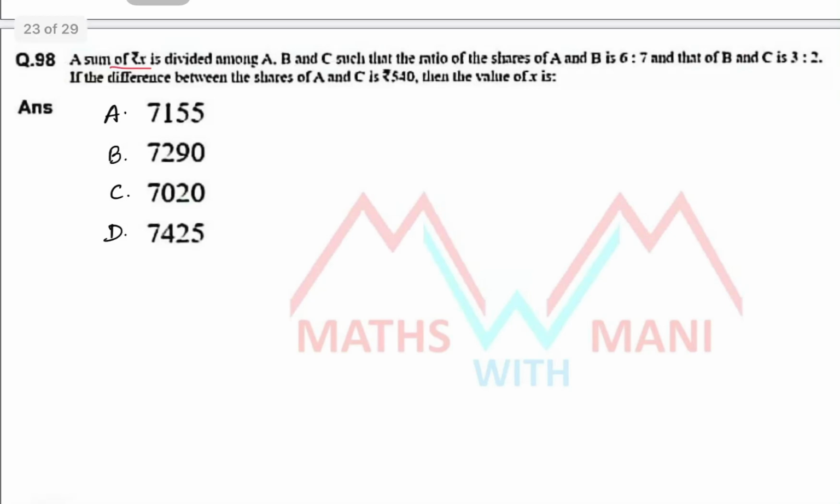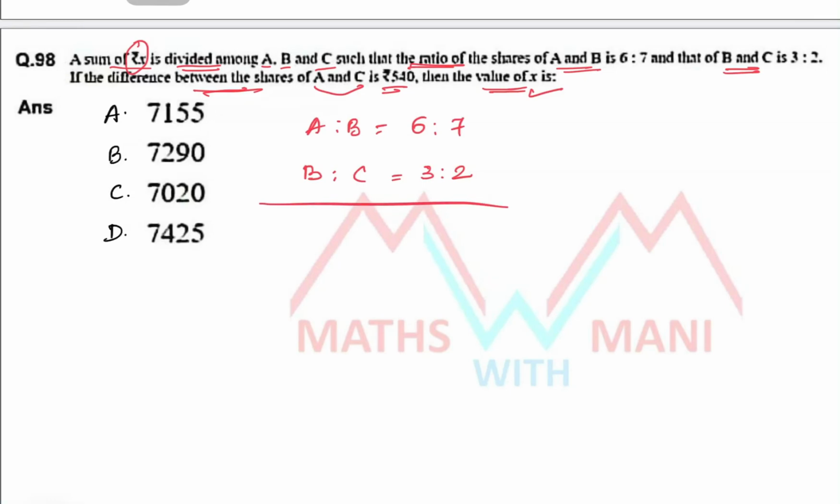A sum of x rupees is divided among A, B and C such that the ratio of shares of A and B, that is A is to B, is 6 is to 7 and B and C, that is B is to C, is 3 is to 2. Okay. If the difference between the shares of A and C is 540 rupees, then what is the value of x? That is the total sum. You have to find out the total sum.